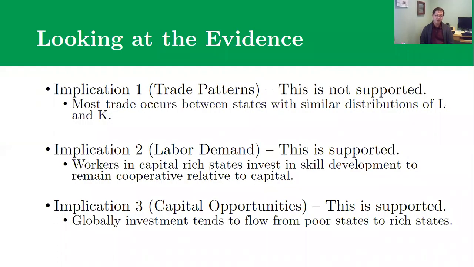A second implication of the Heckscher-Ohlin model is that workers in capital-rich states are going to really struggle to find jobs, to sell their labor. And I think that this is really supported. If you think about what it takes in the United States to really find a good job, there's a lot of investment in your own skills, right? People go to school and they learn to computer program, or they learn to do specific things or get different licensing and certification, because what you're essentially trying to do is invest in yourself enough that you can outcompete a machine.